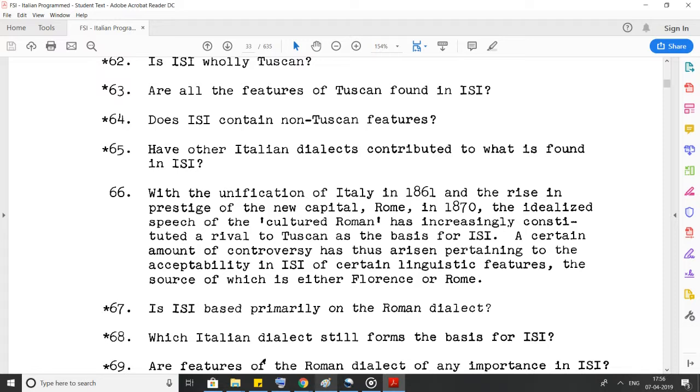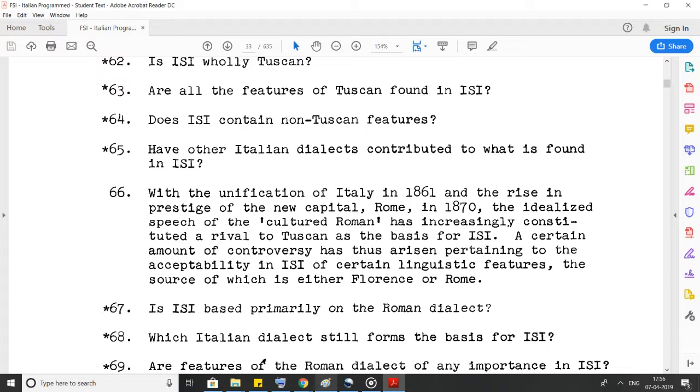The answer is yes. With the unification of Italy in 1861 and the rise in prestige of the new capital, Rome, in 1870, the idealized speech of the cultured Roman has increasingly constituted a rival to Tuscan as the basis for ISI. A certain amount of controversy has thus arisen pertaining to the acceptability in ISI of certain linguistic features, the source of which is either Florence or Rome.